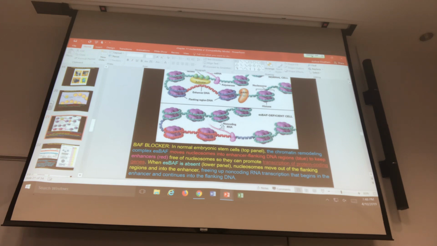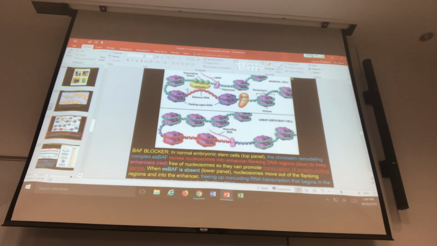In fact, they go into slightly more detail and say that if you use this BAF blocker, you don't create the correct mRNA. You create this useless non-coding RNA because the enhancer is partially closed now with these nucleosomes not being moved out of the way. Okay, so that's illustrated here. You may be given multiple choice questions that ask about this stuff. I'm going to move on though.